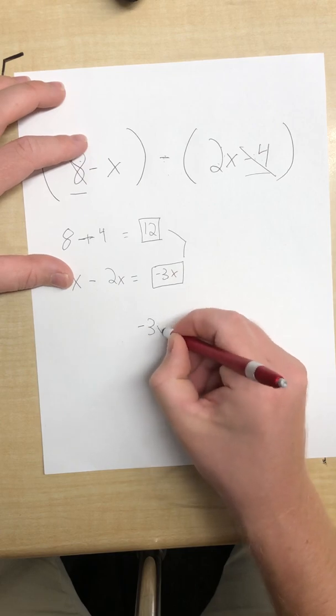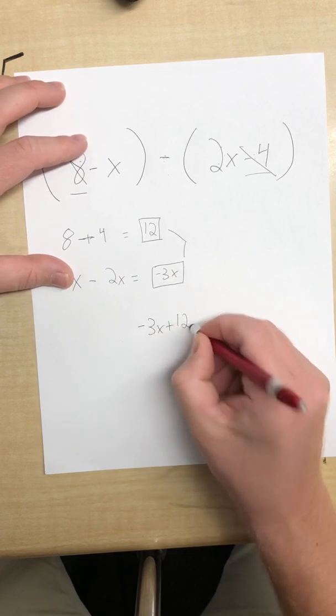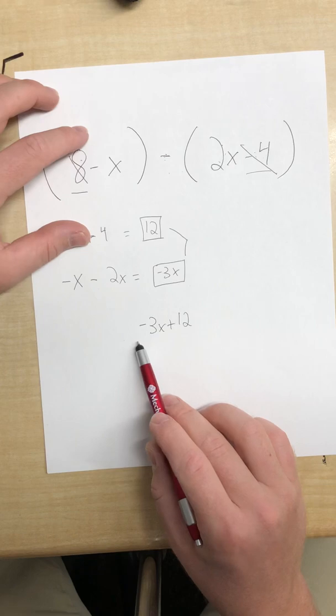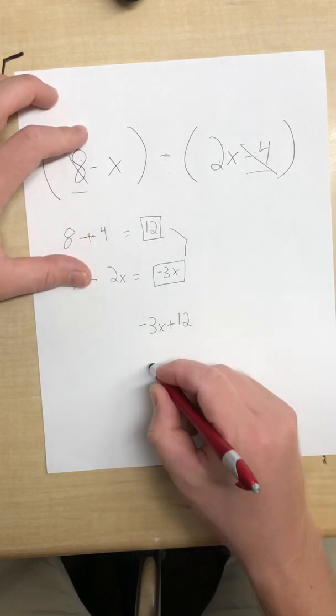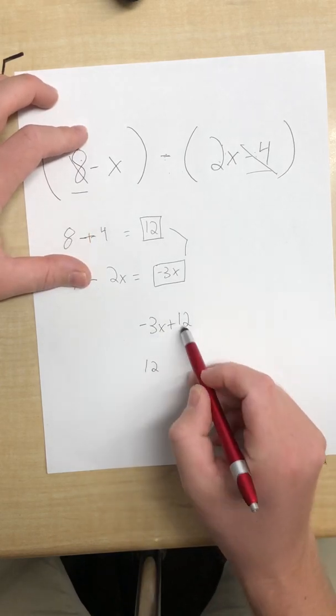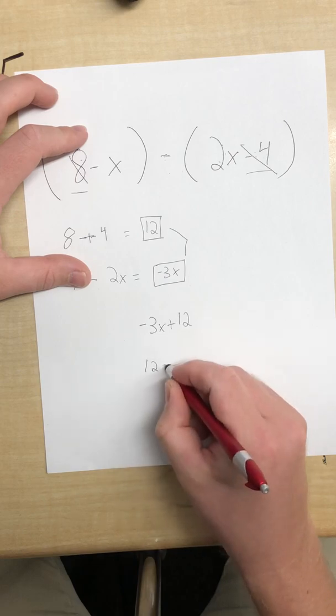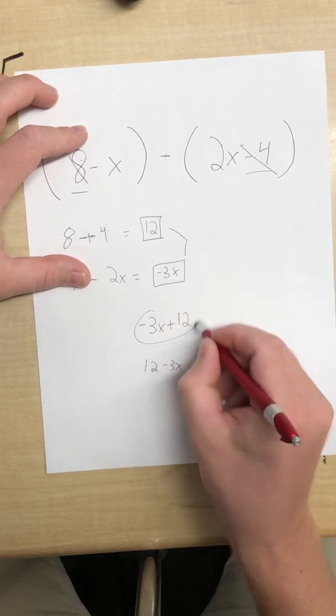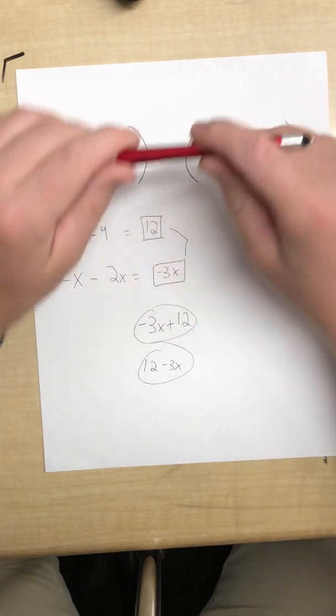So it's either negative 3x plus 12. Remember, when you're doing this in quizzes, don't put any spaces, just put it all together like that. Or 12, because it's positive, I'm not going to put anything right here, minus 3x. There we go. Easy for you guys.